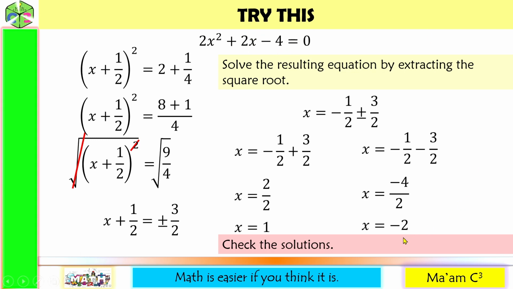The second value, if this is negative 2, squared is positive 4. And 2 times positive 4, the first term will become positive 8. If this is negative 2, 2 times negative 2 is negative 4. So the second term is negative 4. So we have here 8 minus 4 is 4, minus 4 is equal to 0. So yes, our answers x equals 1 and x equals negative 2 are correct.